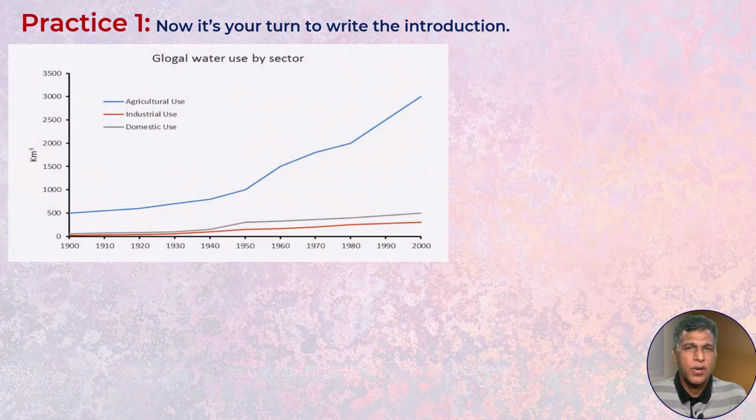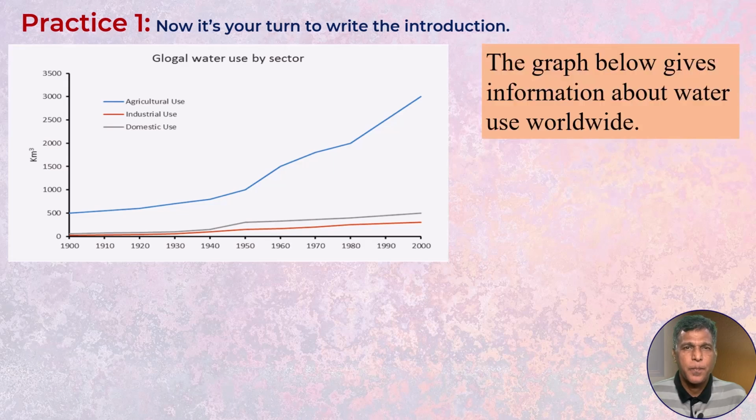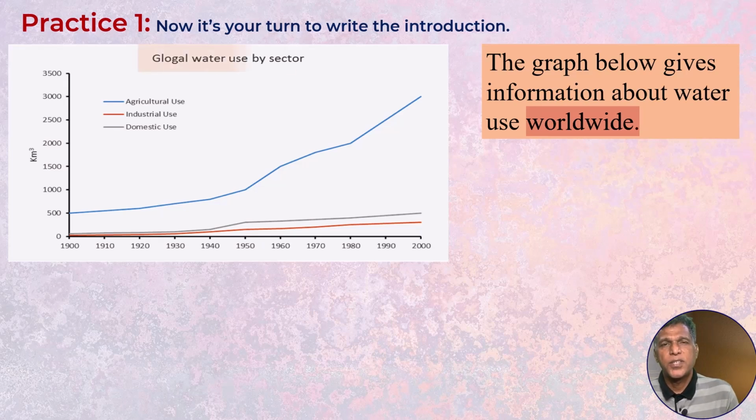Here's a new graph. The statement says, the graph below gives information about water use worldwide. So first I read the statement carefully and I notice the word worldwide. But in the title it says global water use by sector. So I can use global as a synonym.